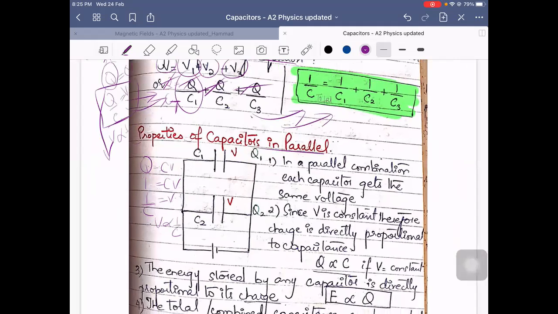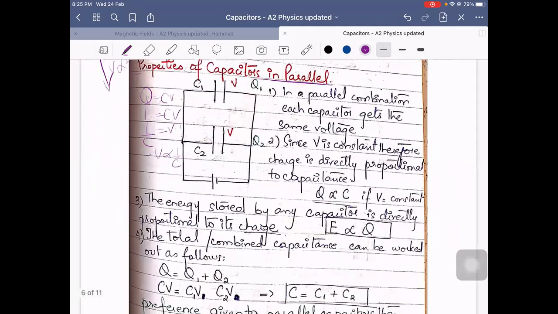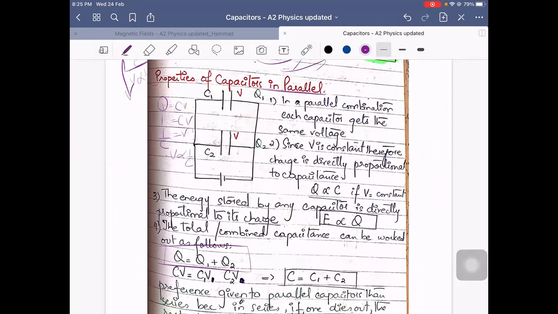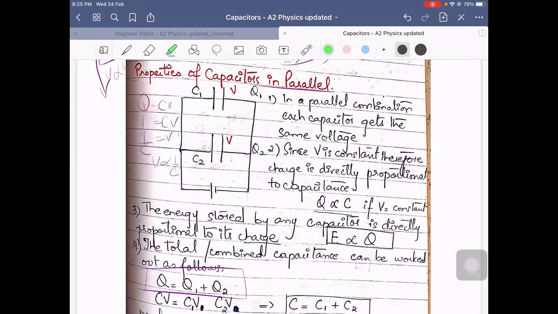In parallel ones, the capacitance will add up because charges are different across each and every capacitor. So in a parallel combination, each capacitor gets the same voltage, right? This is from O levels. Since V is constant, therefore, according to Q is equal to CV, V being constant, Q is directly proportional to the capacitance, right?